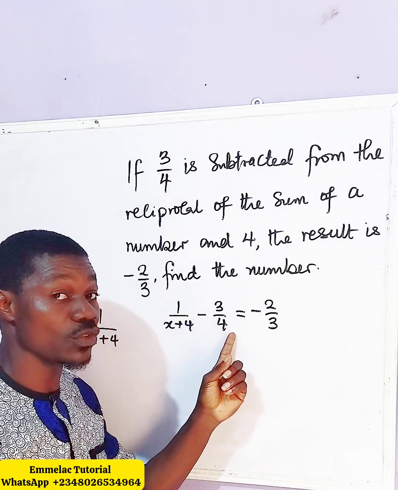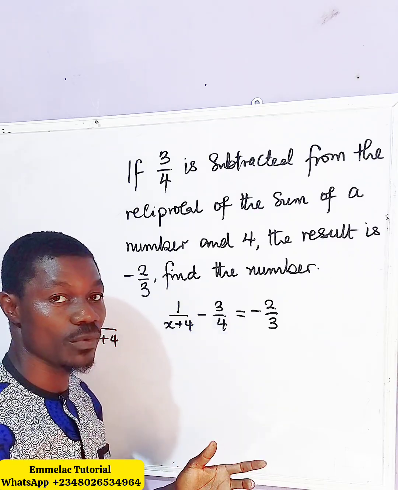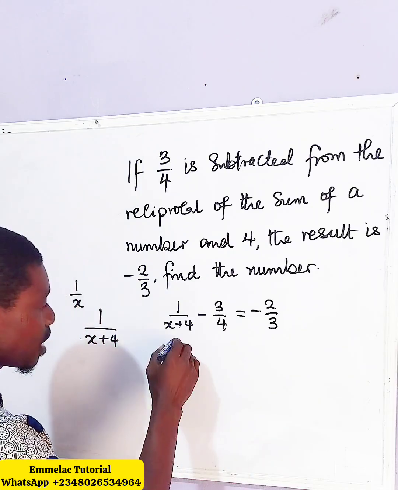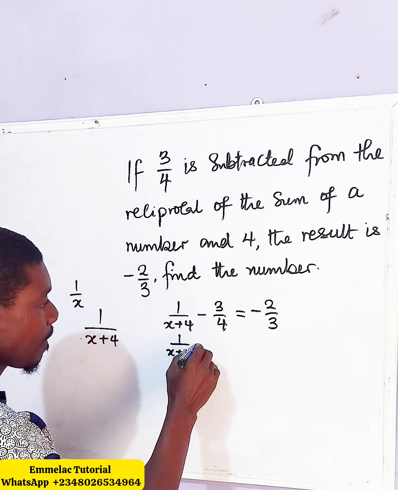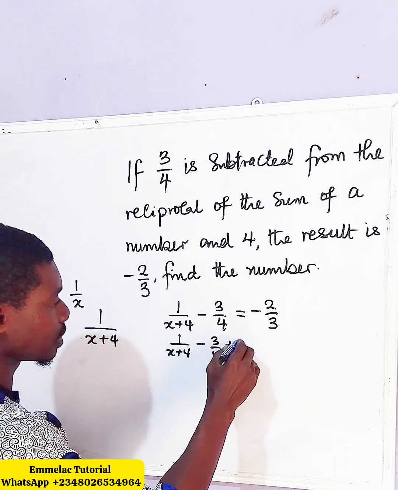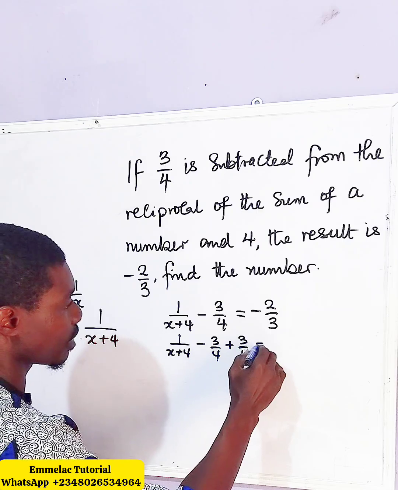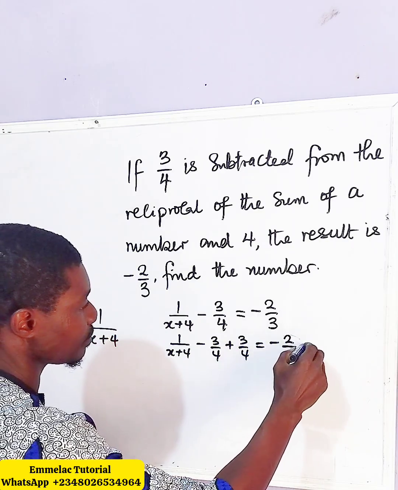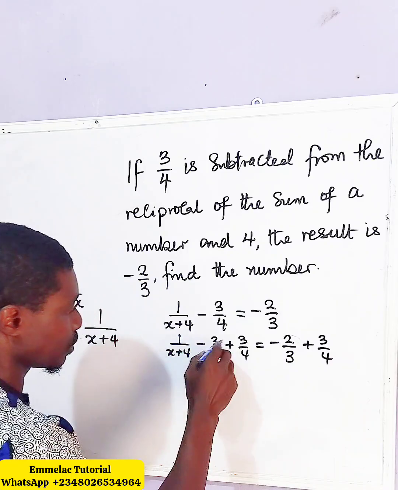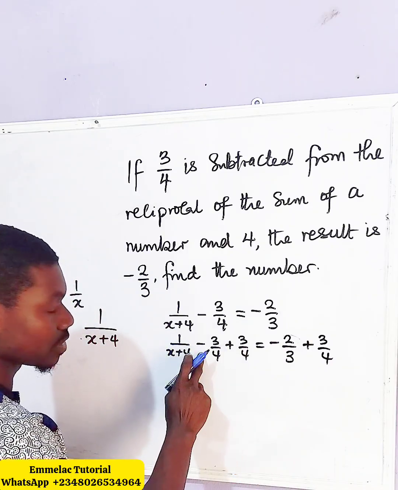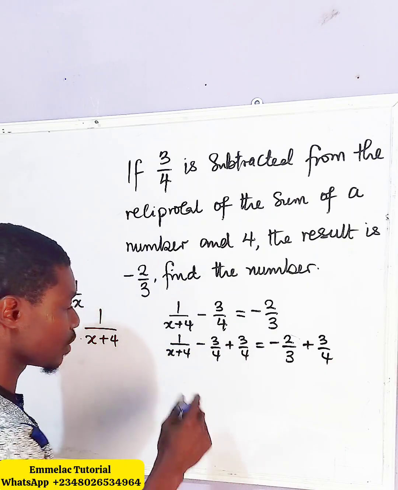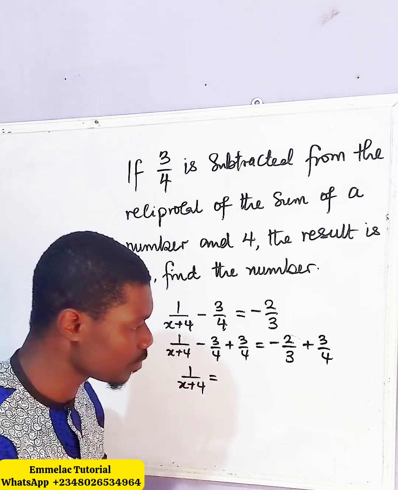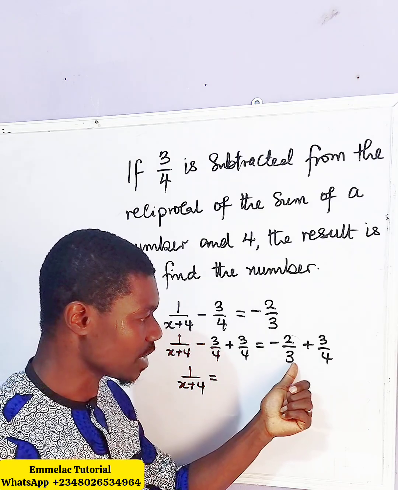Since this is a known fraction, let us add 3 over 4 to both sides, because here we are having a minus sign. So here you have 1 all over x plus 4 minus 3 all over 4 plus 3 all over 4, then equals minus 2 all over 3 plus 3 all over 4. So we're left with 1 all over x plus 4, then equals, now at this point here we have 3 and here we have 4.